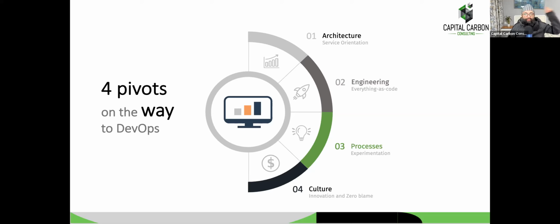Let's not get into the mentality of a rollback. Let's get into the mentality of a roll forward. Keep going, keep going. So those are 4 pivots that I have seen work well as organizations start pivoting themselves to this modern era of DevOps and cloud and all of that.